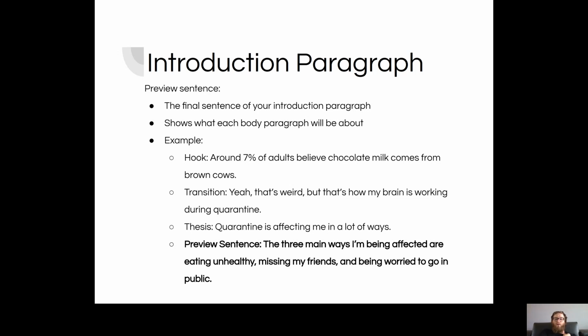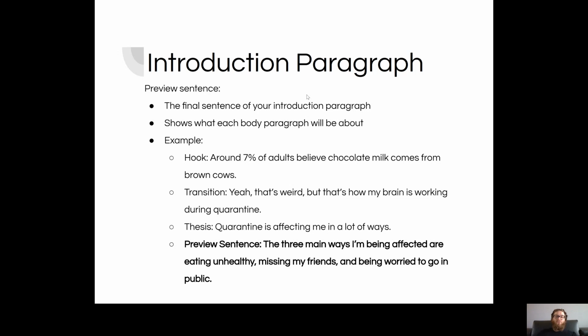introduction. The first body paragraph is going to be about eating unhealthy. The second one is going to be about missing your friends. And the last one's going to be about how you're worried to go out in public. It does everything it needs to do as an introduction paragraph. It is absolutely flawless. And that's an actual student example, just cleaned up a little bit for this presentation.